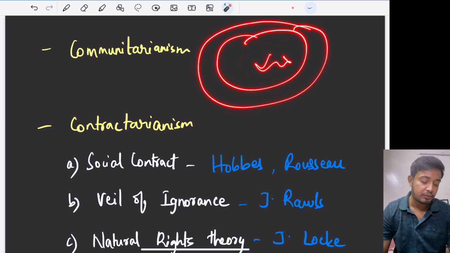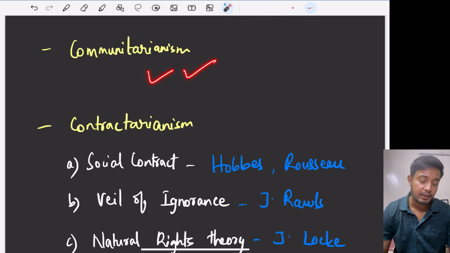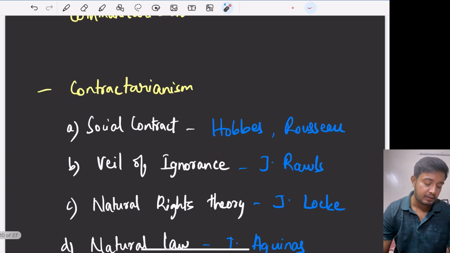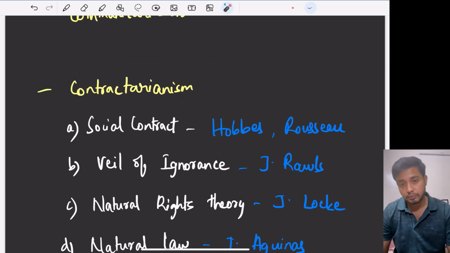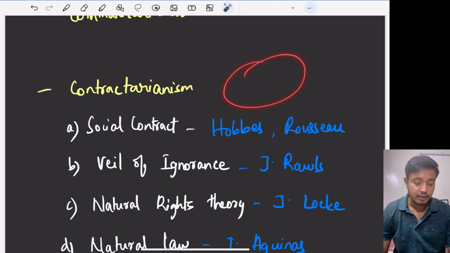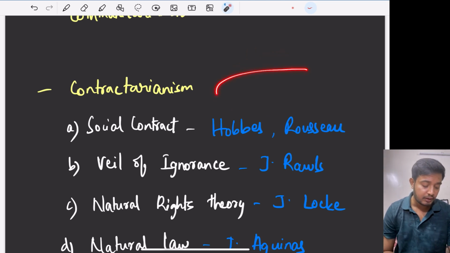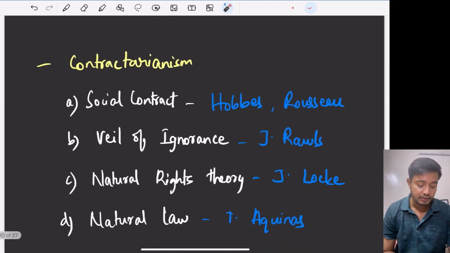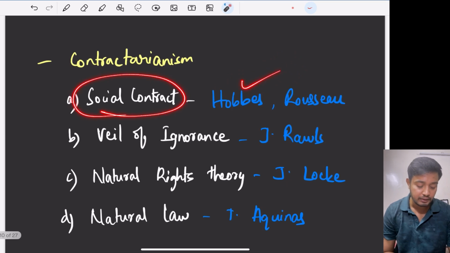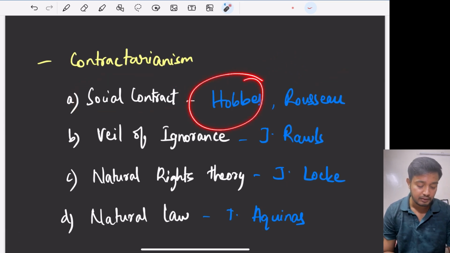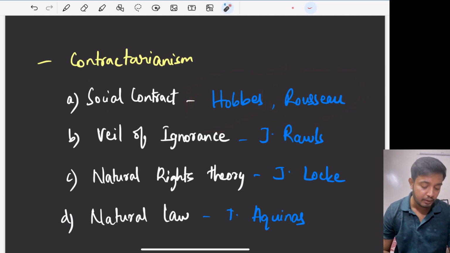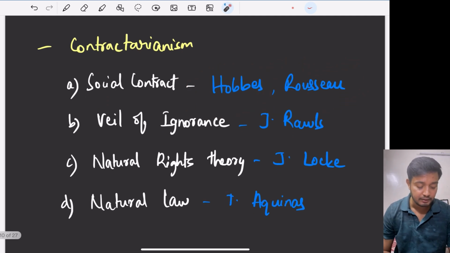So if he's trying to see the benefit of his own community, such action becomes communitarianism. And contractarianism is basically another concept where some contract is entered into by society, such that which actions are ethical and which are not ethical is predetermined. There are a few sub-concepts in this. One is social contract theory by Hobbes or Rousseau. Basically both have talked about it. He talked about it first and he elaborated and explained it in a better manner later.